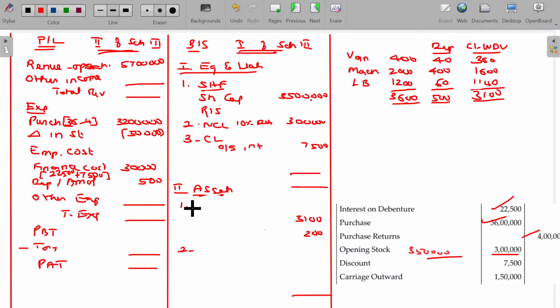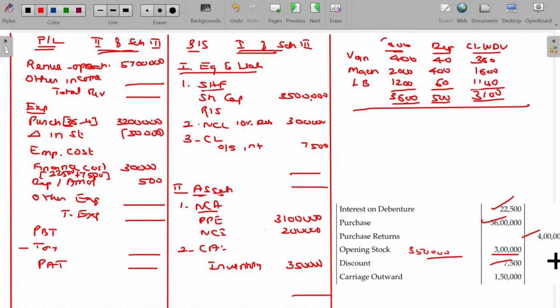this one being non-current asset, property, plant, equipment, and non-current investment. So now in current assets, we have the stock, inventory. Inventory being 350,000. Okay. 31 lakhs and 2 lakhs. This will be in thousands. Only this one.